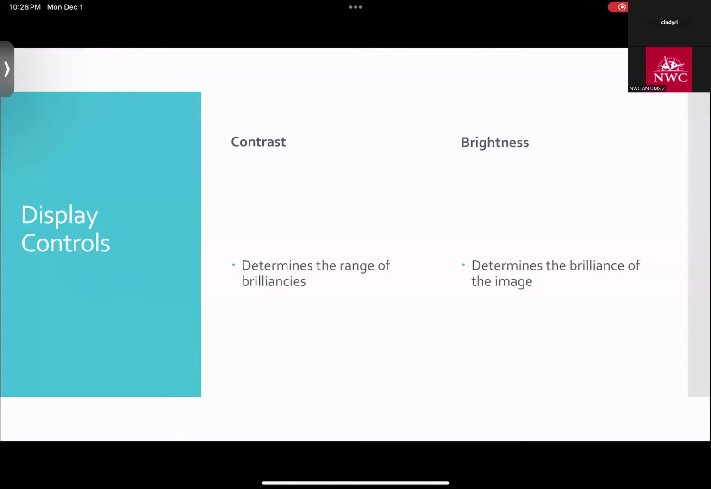The buttons would be on the side of the display and not on the keyboard that's in front of you. Contrast determines the range of brilliancies that you will see on the screen. Brightness determines the brilliance of the image. So range of brilliancies is contrast. Whenever you hear "range of," it's contrast, versus just the brilliance of the image, which would be brightness. And so these are just definitions.